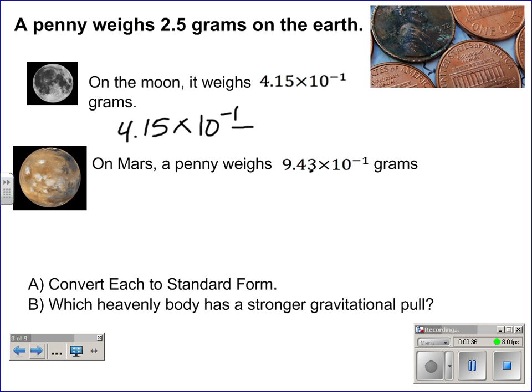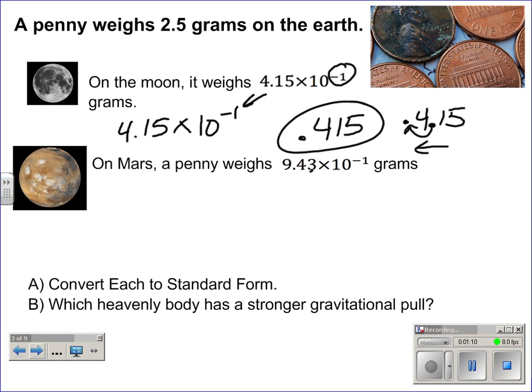So what we're going to do is copy down 4.15, and I like to write it to the right side because I know when I have a negative exponent that I'm going to move the decimal to the left. So a negative exponent shows us that we're going to move this decimal to the left. We know that we're going to move it one time because it's a -1. So I move the decimal from here one time to the left, and the decimal is now going to be right here. So the new answer is 0.415 grams. So the weight of a penny on the Moon is 0.415 grams.